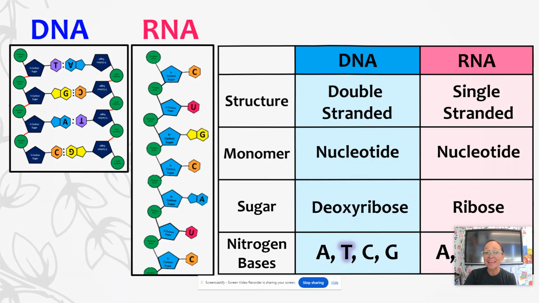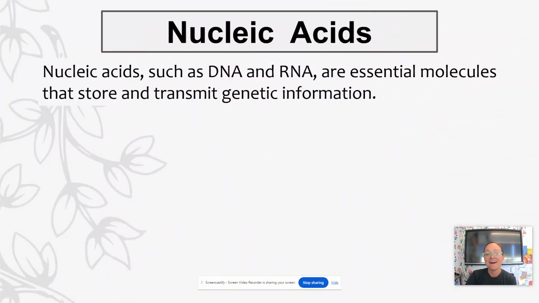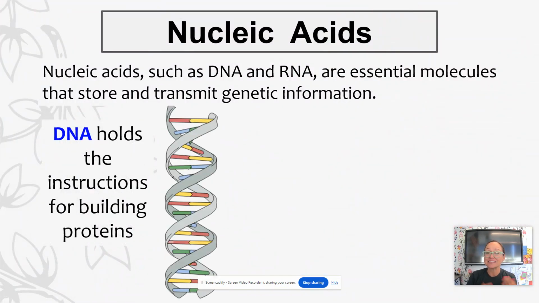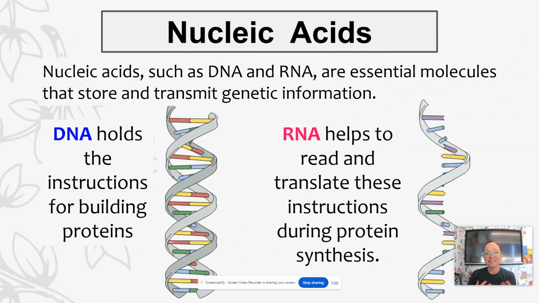So to summarize again, our two nucleic acids are DNA and RNA, and they're essential when it comes to synthesizing our proteins and determining our traits and who we are. Now, again, I want to point out they're both made of nucleotides. They have CHONP. And that is my video on nucleic acids, and I hope it was helpful for you. Great job.